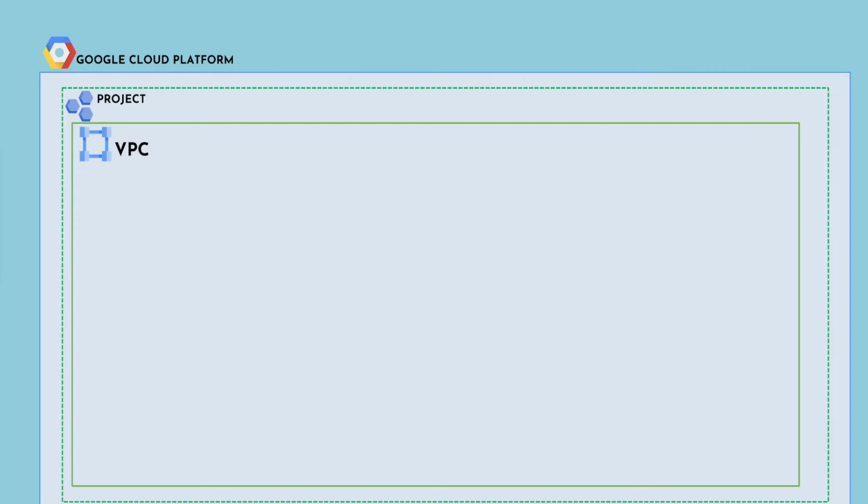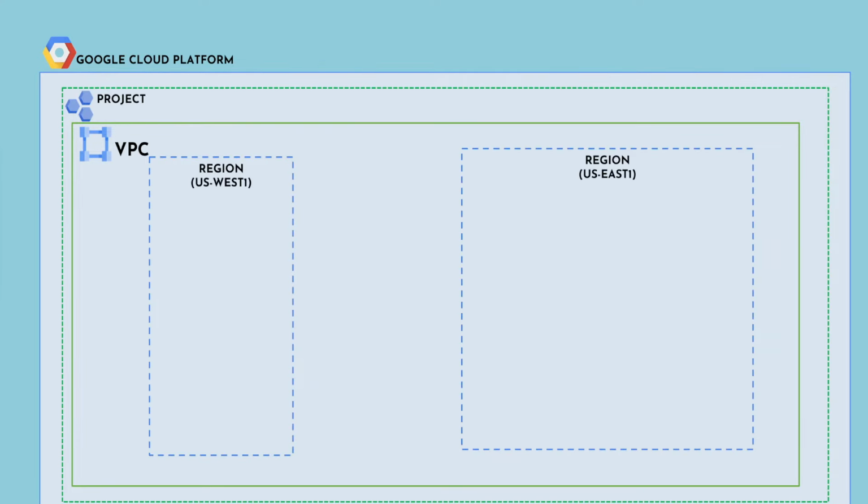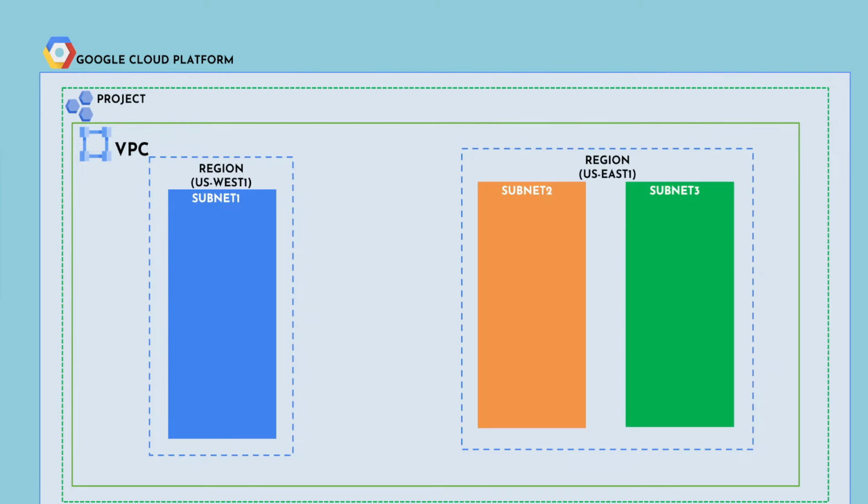VPC network is a logically isolated network on Google Cloud Platform. You can think of a VPC the same way you would think of a physical network, except that it is virtualized within Google Cloud. A VPC is contained in a project, which again is a part of Google Cloud Platform. Each VPC network consists of one or more IP ranges called subnets or subnetworks. For instance, US West 1 could have one subnet, which is subnet 1, and US East 1 could have two subnets, subnet 2 and subnet 3.